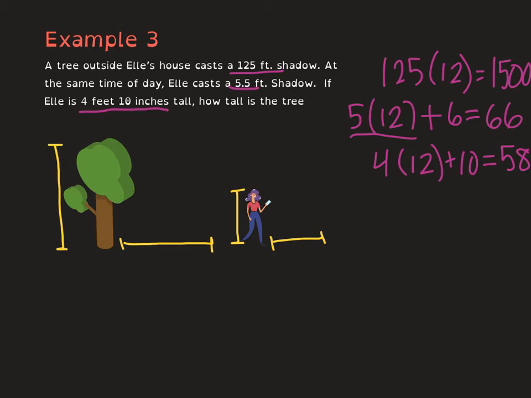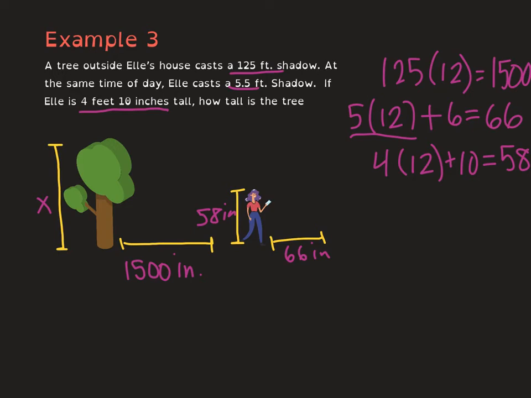So now we can go ahead and input these values into our little graphic here. Here's the height of the shadow, so we're going to put 1,500 inches. For the height of L, she's 58 inches. And her shadow height is 66 inches. And of course, we're looking for the height of the tree, so that is our X.